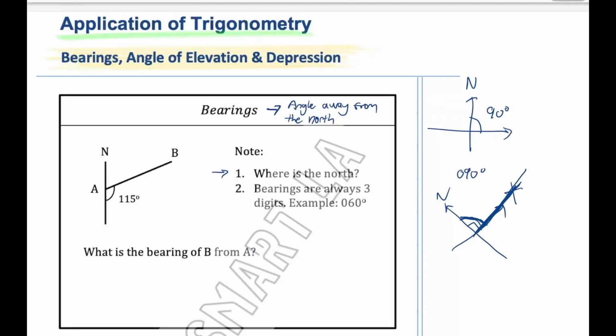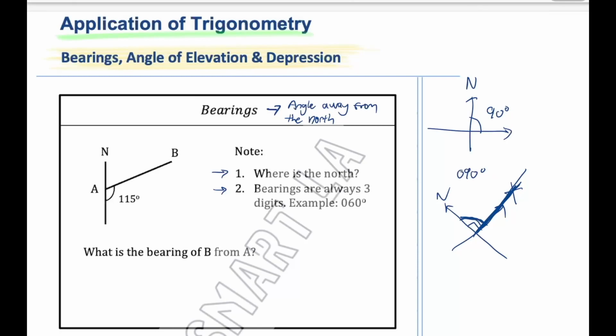And then the second step that is important is that bearings are always three digits. So even if you have 60 degrees, remember to write 060, right? And I showed you just now earlier with 90 degrees as well. All right, so just a quick walkthrough.